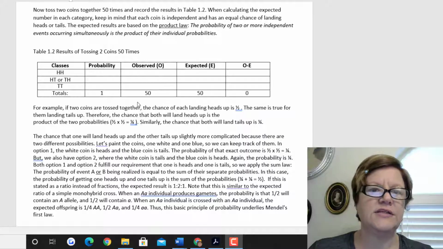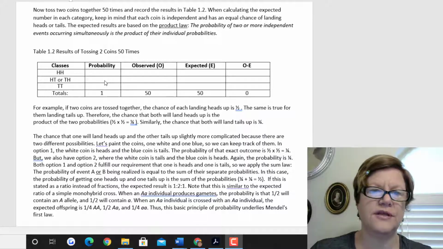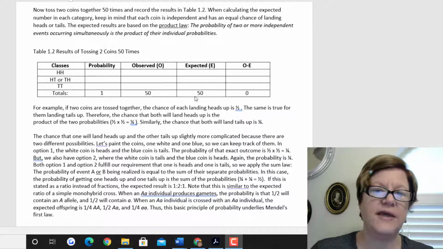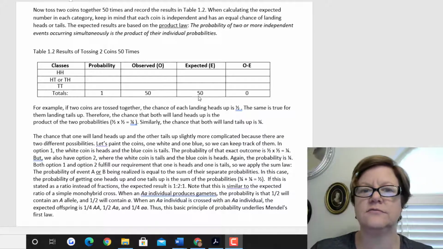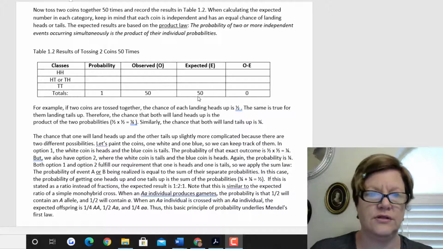And then to get expected, you multiply the probability for that outcome, heads, heads, for example, times 50 to get the expected for heads, heads. The probability for any one heads and one tails combination times 50 to get the expected for that group. And the probability of tails, tails times 50 to get the expected. And in the expected, it can be a decimal. And let's leave 3 or 4 decimal places on any calculation that we do. All right.